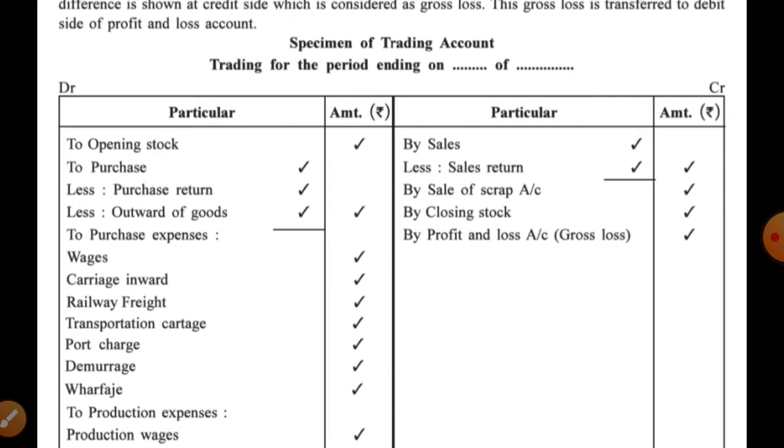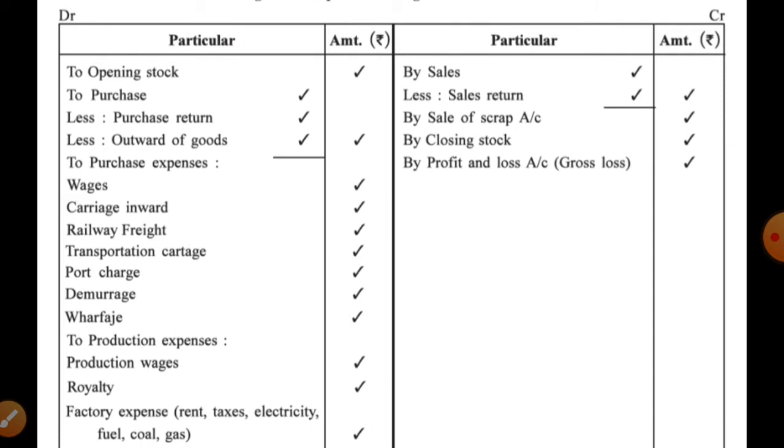Then railway freight, transportation, cartage, transportation expenses, and port charges. If the goods are coming from another country, then we have to pay port charges if they are coming by shipping. Then afterwards, demurrage. Now, what are demurrage and wharfage? These are two terminologies that are completely new for you.